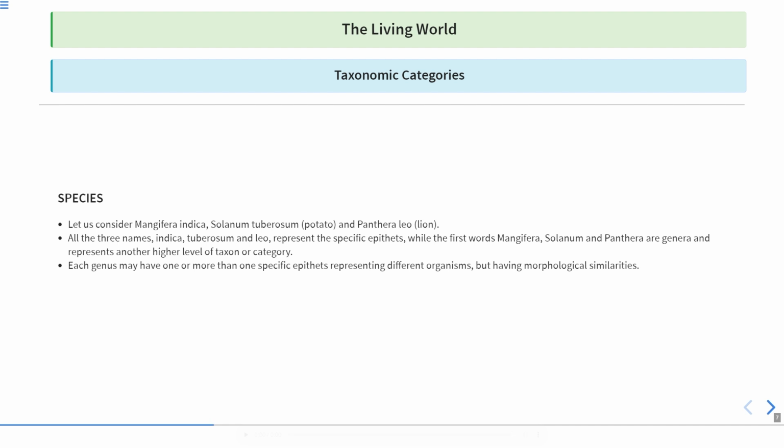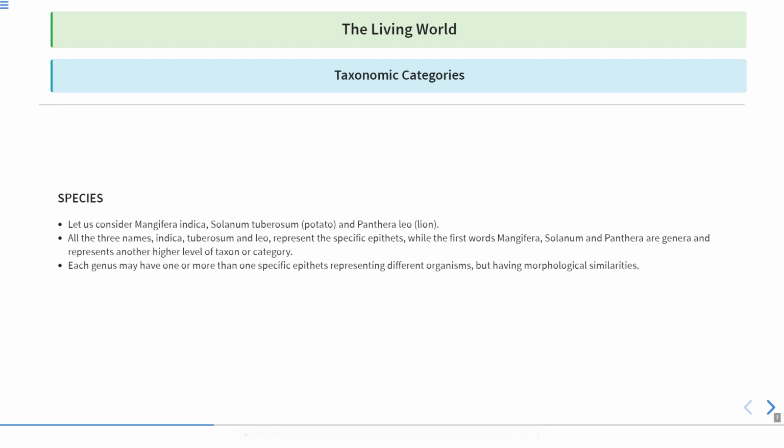And all represent another higher level of taxon or category. So the genus is a higher level of category than the species. Mangifera indica, the mango, is so much different from the potato plant. Both are plants, but anyone can tell the difference between them, right? And you can tell the difference between the lion and the potato plant or the mango plant. One is an animal and these two are plants. And in the plants also, both are different, right?